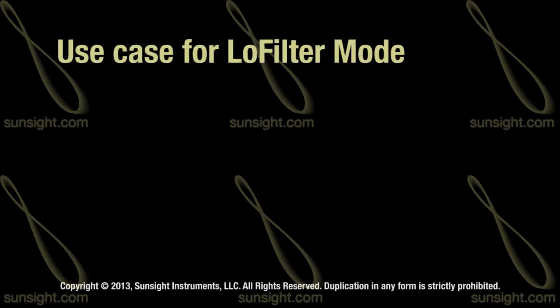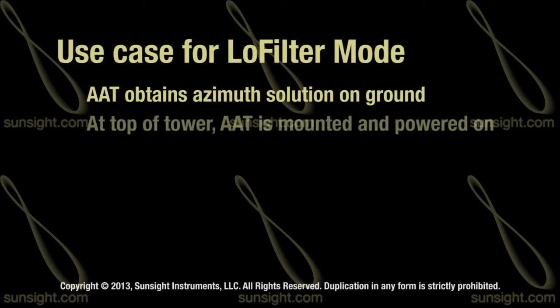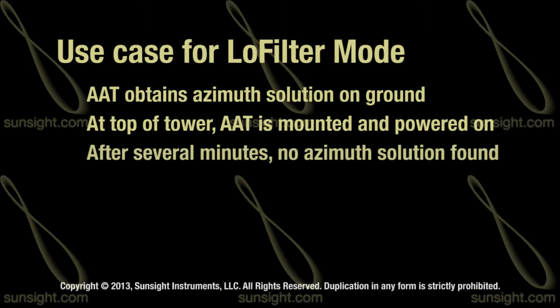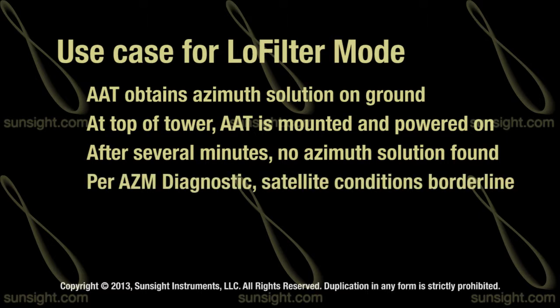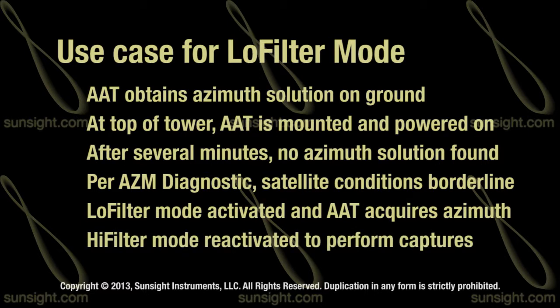One example where using low filter might help is the following case. While on the ground, the AAT is powered on and is able to calculate an azimuth solution. At the top of the tower, the AAT is attached using the top mount and powered on. After 4 or 5 minutes, the AAT is unable to acquire azimuth. Using the Azimuth Diagnostic feature, it is determined that the satellite conditions are borderline, so low filter mode is toggled on. The AAT recalculates the azimuth solution using the low filter parameters and is able to acquire azimuth. At this point, the tool is placed back into high filter mode so the needed captures can be performed.